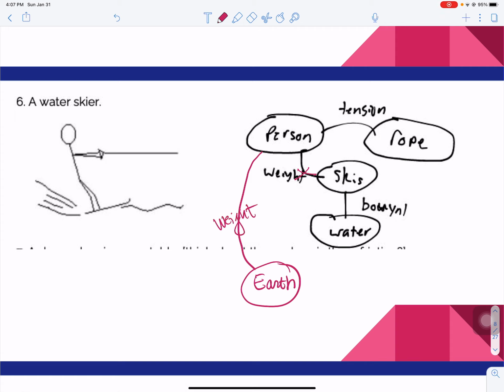Between the skis and the person, we're actually going to have a normal force. And skis in water, buoyant, is great. And so if you are going to treat the skis and the person separately, this is what you would put, as long as you don't have the weight on it.